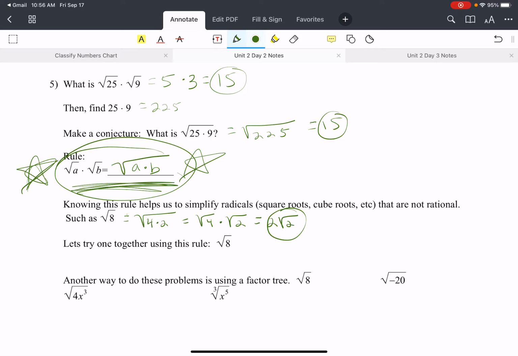Now let's do the same question. So I know I should get the same answer, but I'm going to show you another way to simplify radicals, okay?